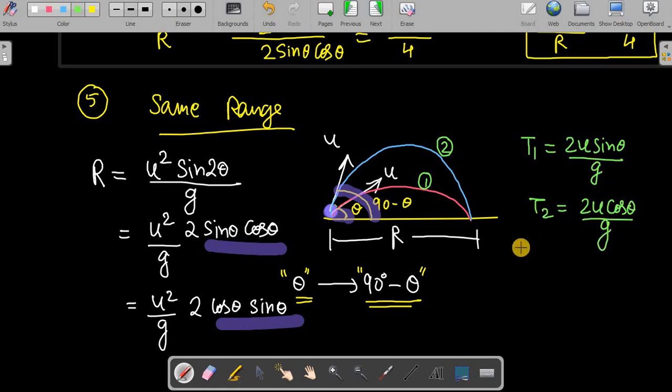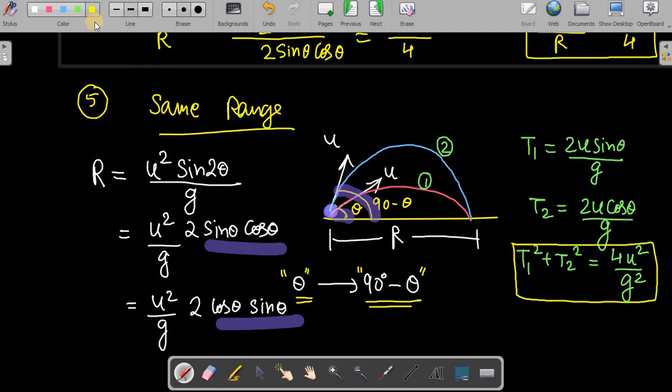Okay, so here we can get the relationship of T1 and T2. T1 square plus T2 square, if you do this, you see it will come to 4u square by g square, like this. There is a relationship between these. So this is one equation that we can get.